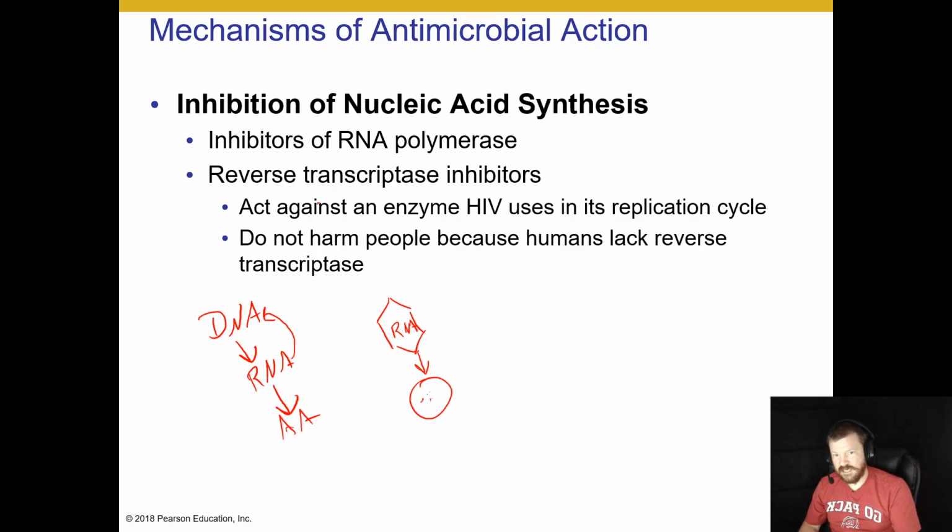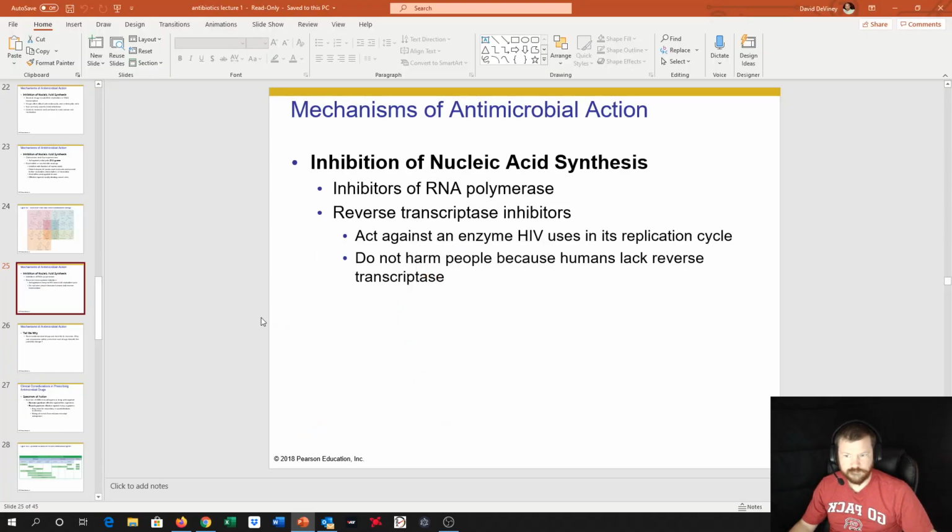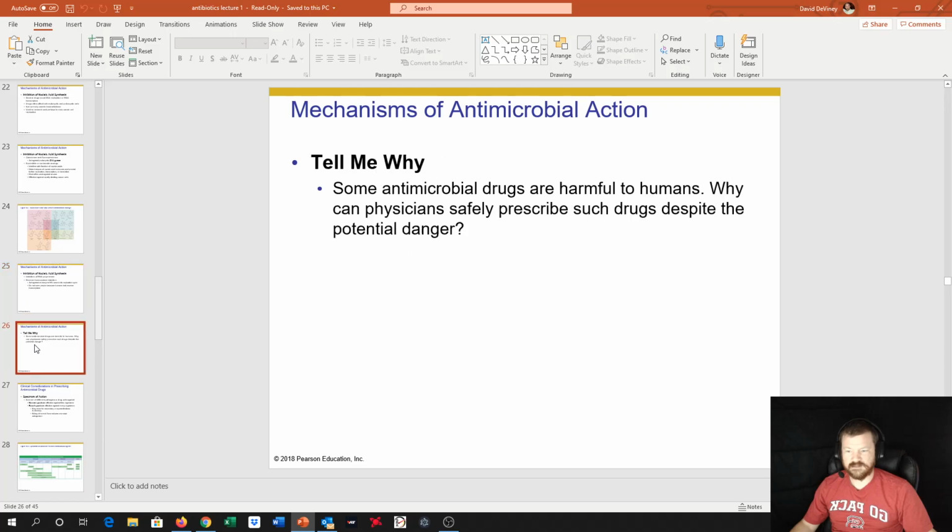So if you can inhibit reverse transcriptase, then that's one way to control viruses, through that enzyme. Humans don't normally have reverse transcriptase in them, right? And so that's an easier one to target as far as viruses go.